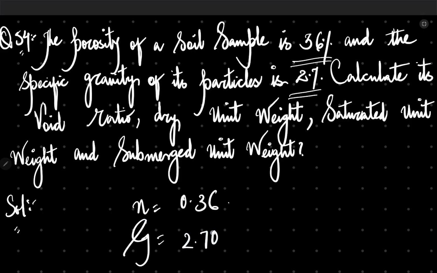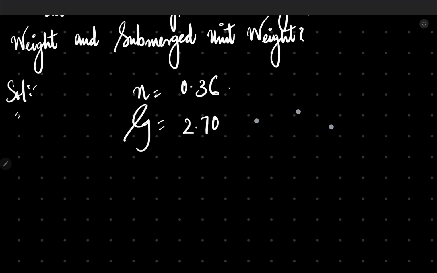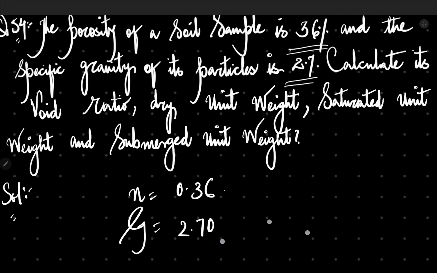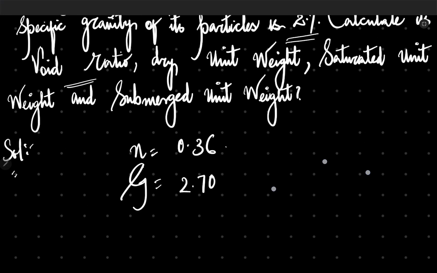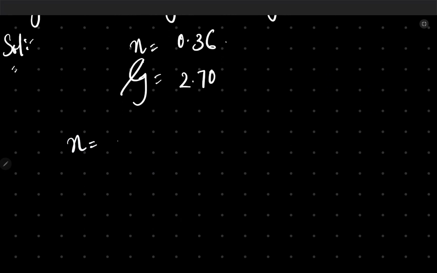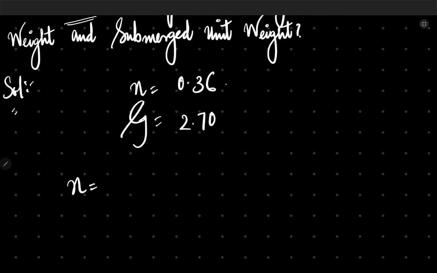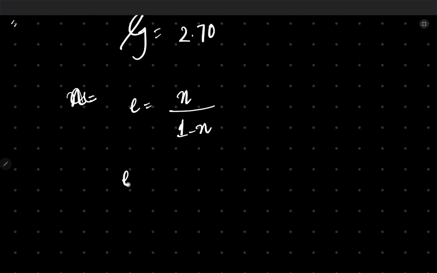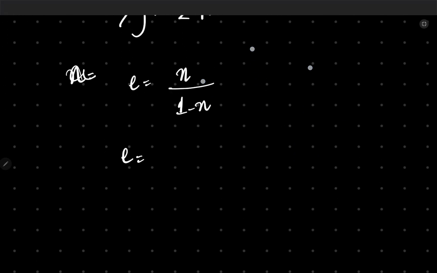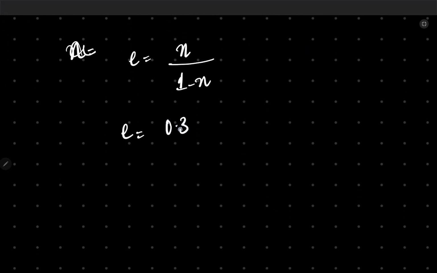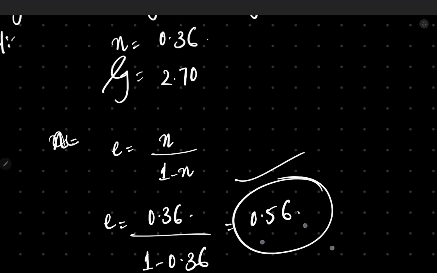2.70 as per the question. All right, so if porosity is known to us, we can very easily find the void ratio. How? Because e is equal to n divided by 1 minus n. So e, porosity is how much? 0.36 divided by 1 minus 0.36. So it becomes 0.56. So void ratio is 0.56.